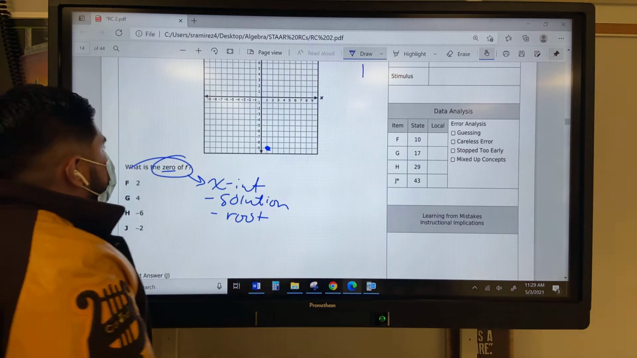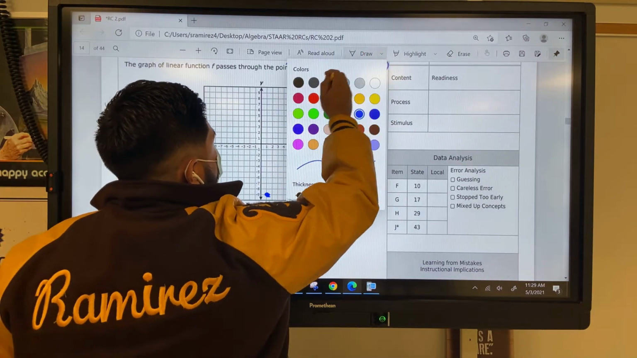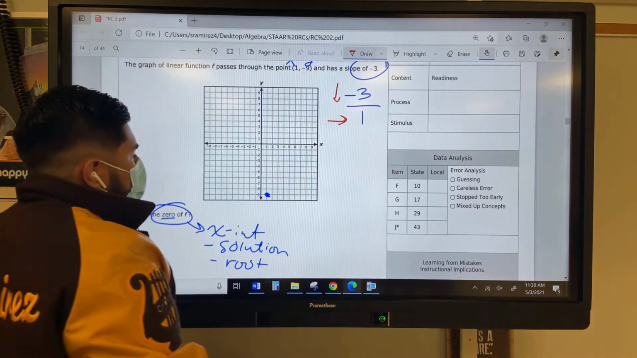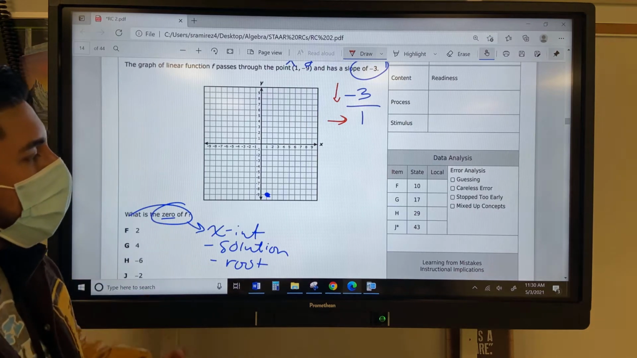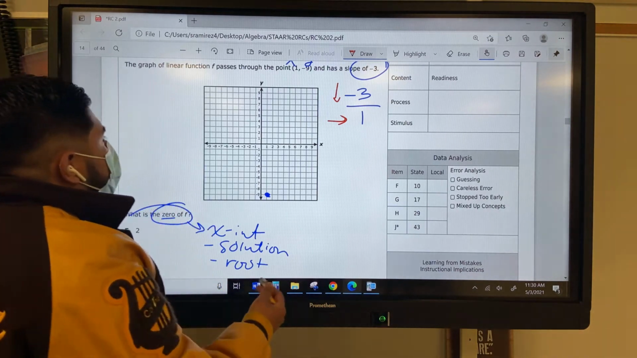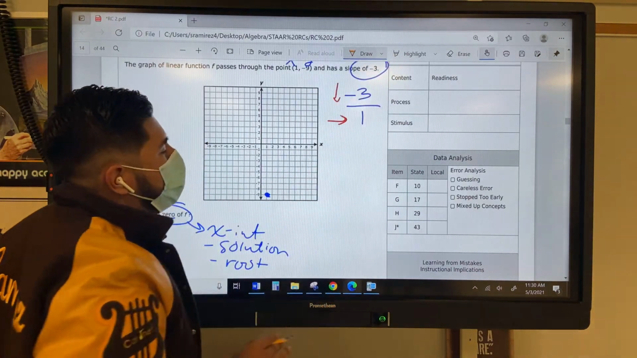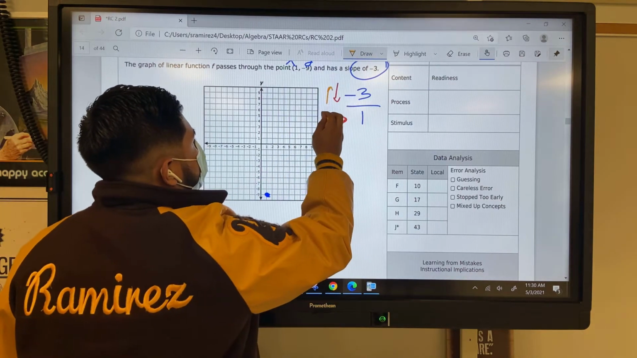Now, going back to the slope, -3 over 1 is telling me to go down and then to the right. But there's an issue. I can't go down to the right because there's no more room. So what can I do? Gotta go the opposite. What's the opposite of this? Different color. I like doing this opposite. If I can't go there, I'm going to go up and to the right.